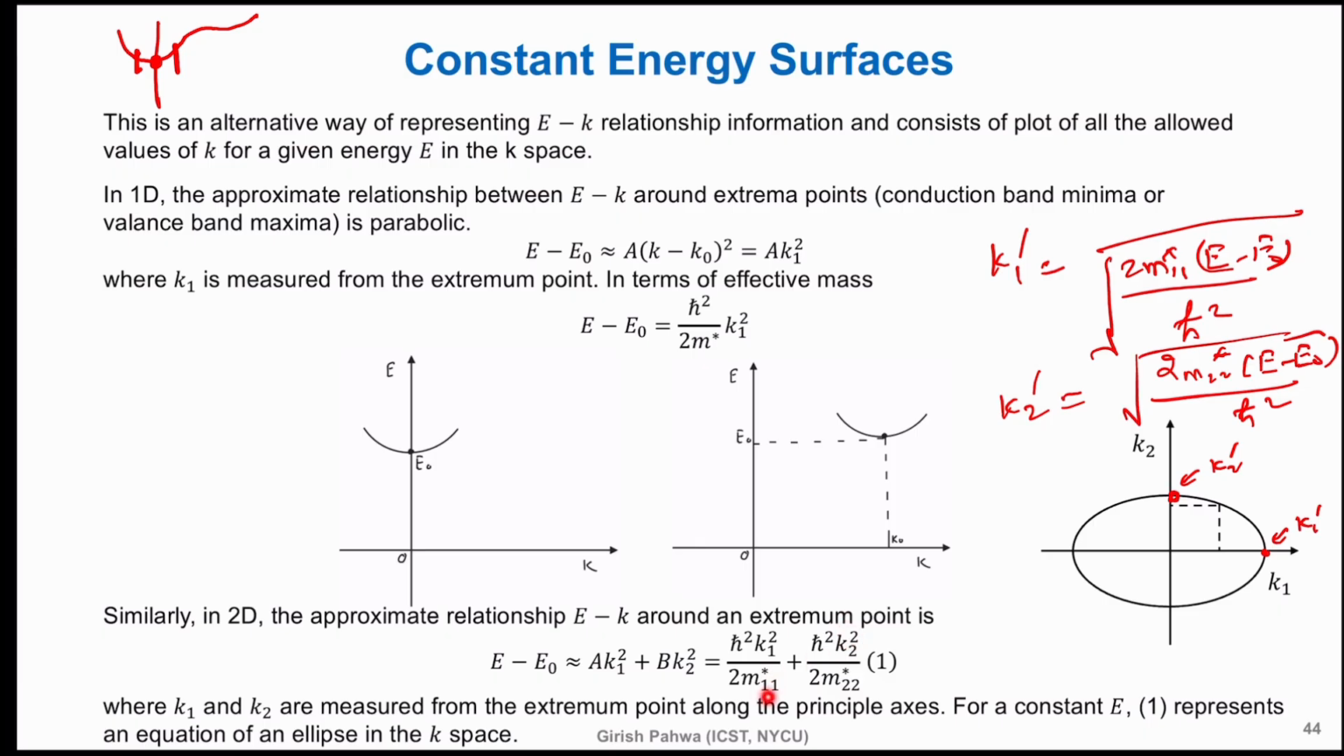So whenever you have a larger curvature, so this is more curved than this. Yes, so you have a larger effective mass here. Okay, I'm not talking about the curvature of E versus K. I'm talking about this curvature and this curvature. Okay.